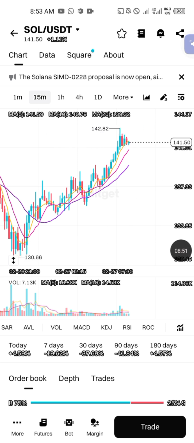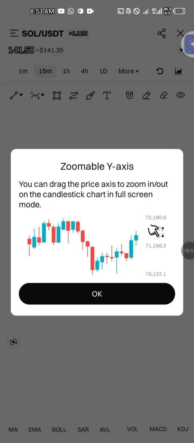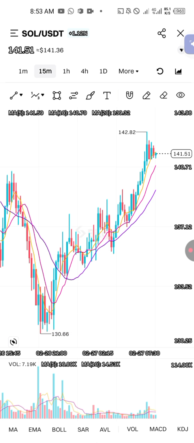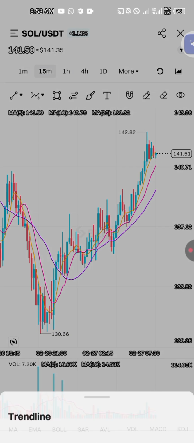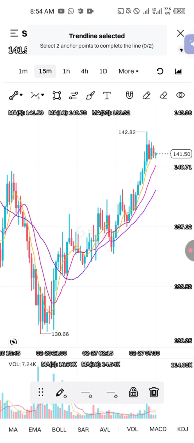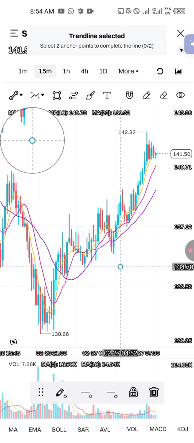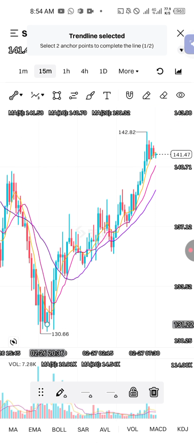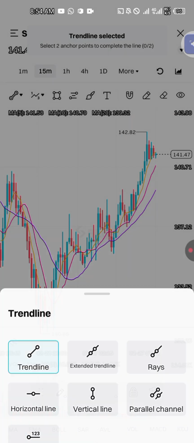So let me try and draw a line for you guys so that you will understand what I really mean, right? If I want to put a support line and resistance line to identify my trend, let me use this trend line. This is where I'm going to draw it. But let me remove the candlestick first.